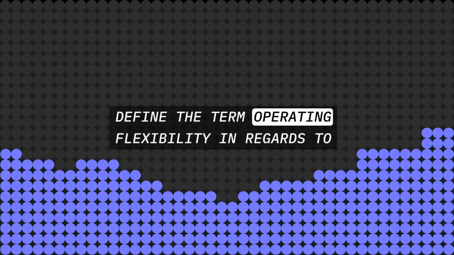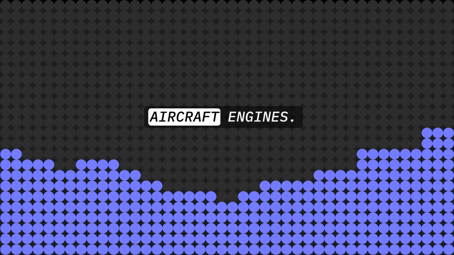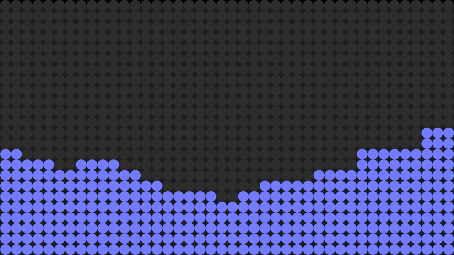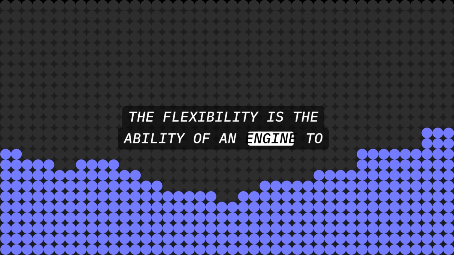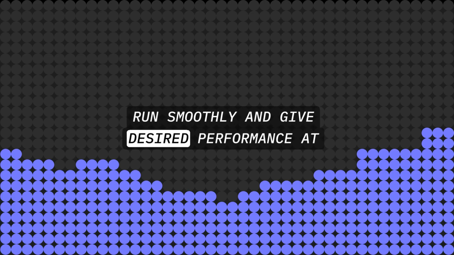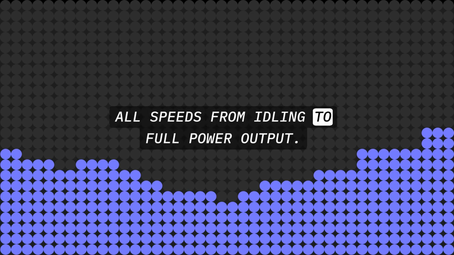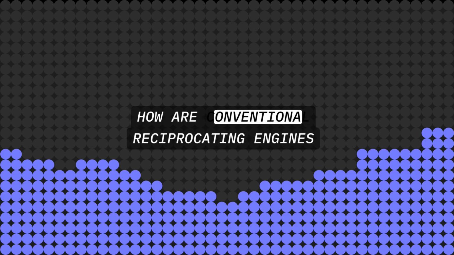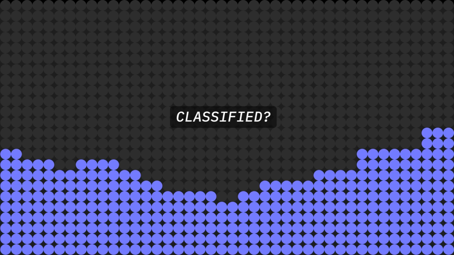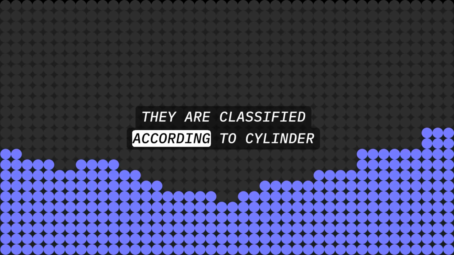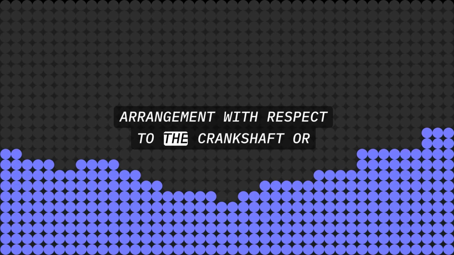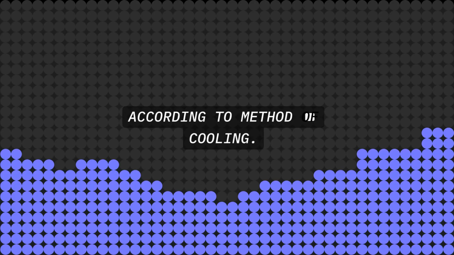Define the term operating flexibility in regards to aircraft engines. Operating flexibility is the ability of an engine to run smoothly and give desired performance at all speeds from idling to full power output. How are conventional reciprocating engines classified? They are classified according to cylinder arrangement with respect to the crankshaft, or according to method of cooling.